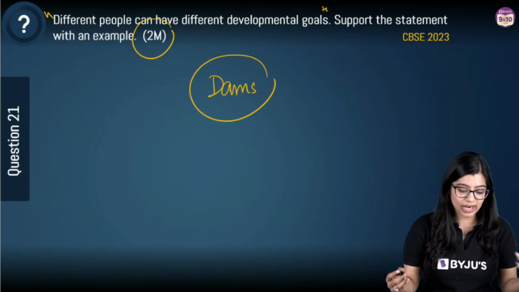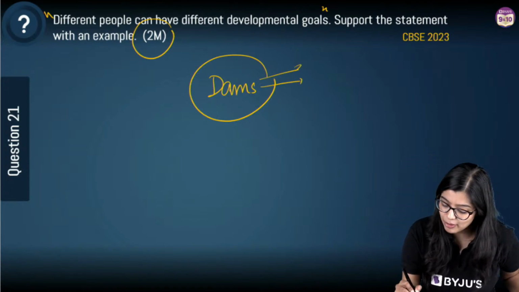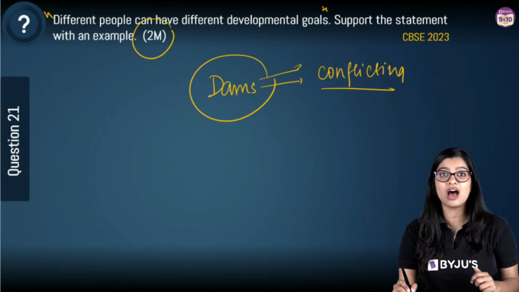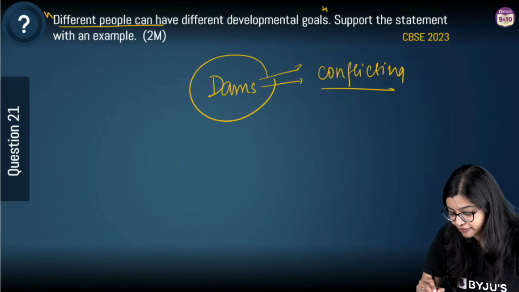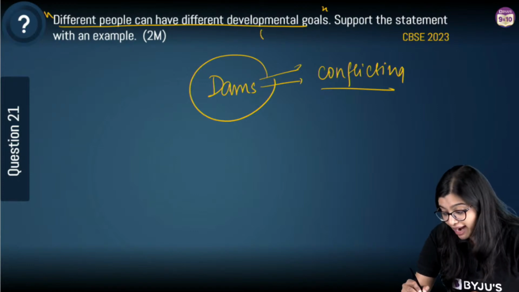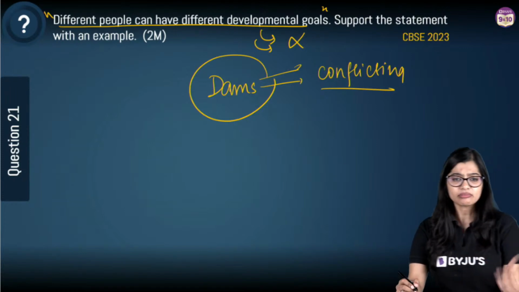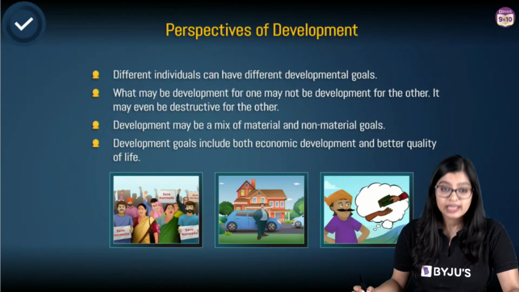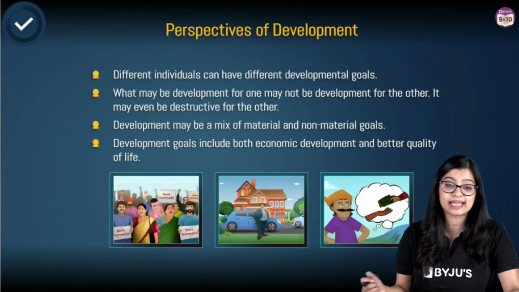So there are 2 ways of approaching the answer. One way is to elaborate on conflicting goals. What is our end goal? Our end goal is to say that different people have different developmental goals, while some could be conflicting. So you could write it in that aspect also. Yes, ma'am, identifying figures can come.